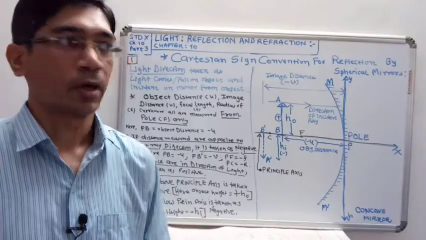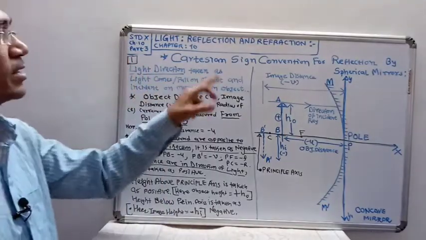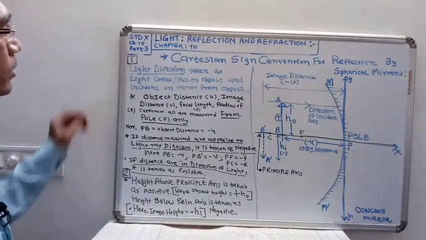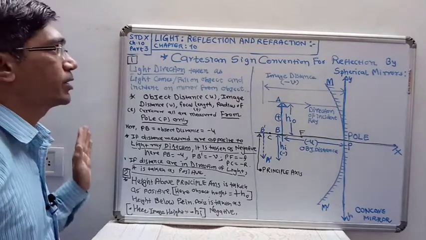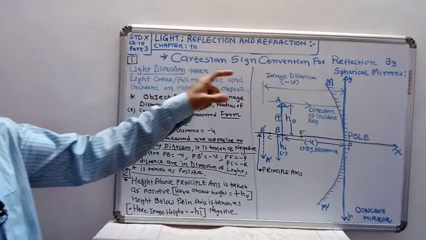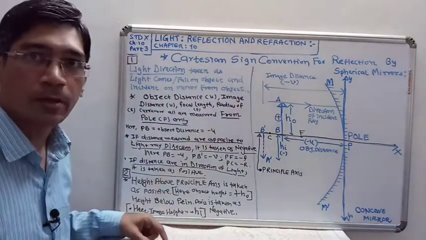Hello students. Today we are taking the Cartesian sign convention for reflection by spherical mirror in Chapter 10, Light: Reflection and Refraction. Now, the Cartesian sign convention for reflection by spherical mirror.